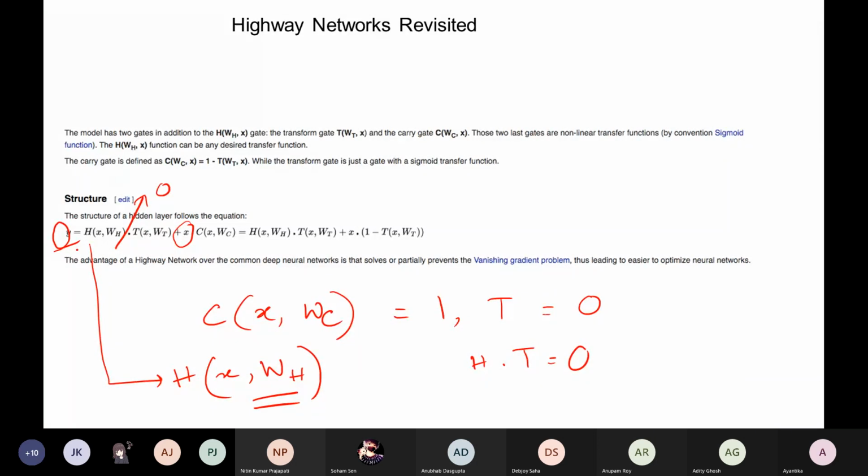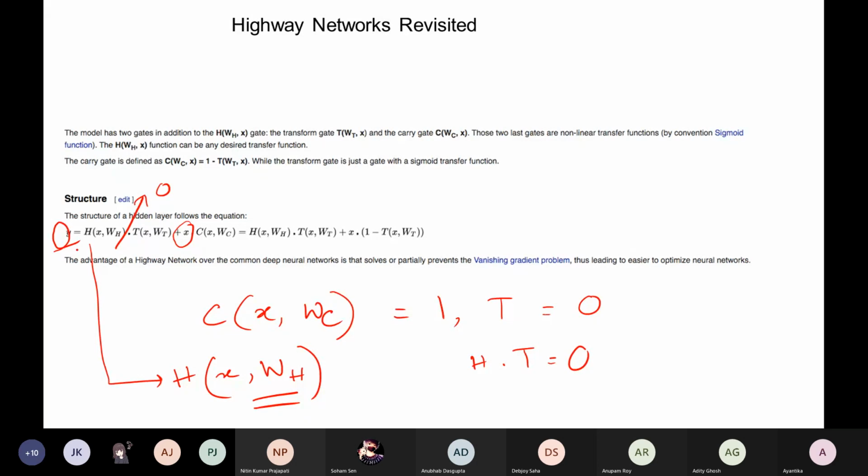You can think in this way also. In a simple way, if you think about this transfer function as a sigmoid function, once your carry gate is open, your C is on, you are just passing whatever input was there to output. Your Y will be your X. But whenever the carry gate is closed and you are passing your X through some transfer function, that transfer function will control how much or what type of output you will actually pass to Y. So this is the concept of highway network.